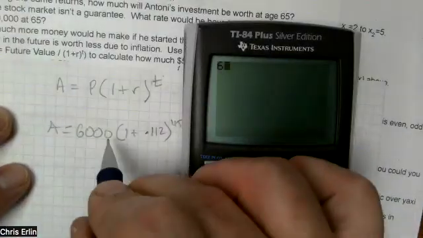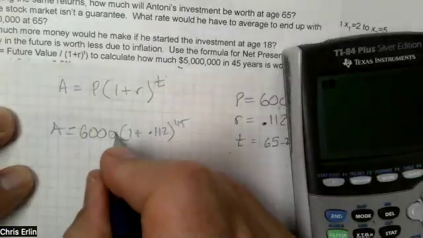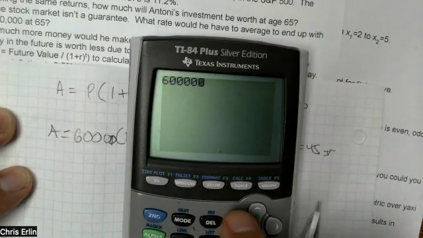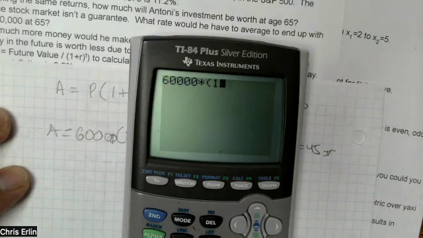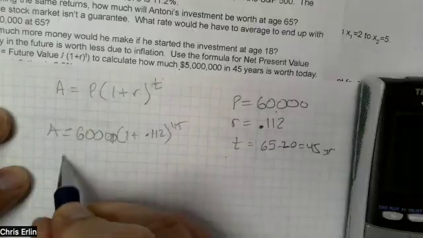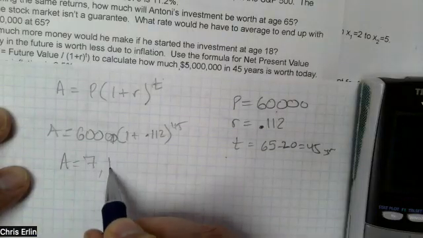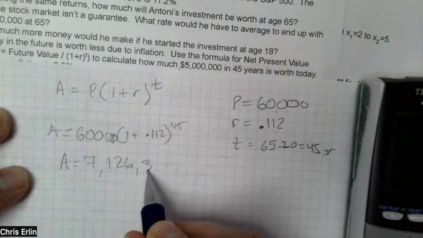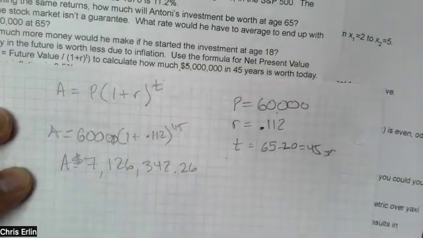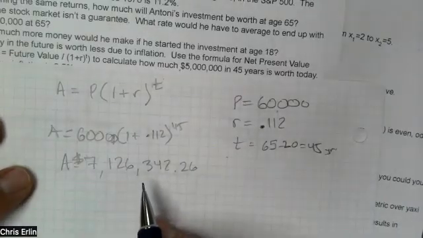I put an extra zero there. It's 60,000. That's 60,000 times 1 plus 0.112 raised to the 45 years, which is 7.126 million. $7,126,342.26. Well, that's a healthy return on not going to college for 2 years, isn't it?